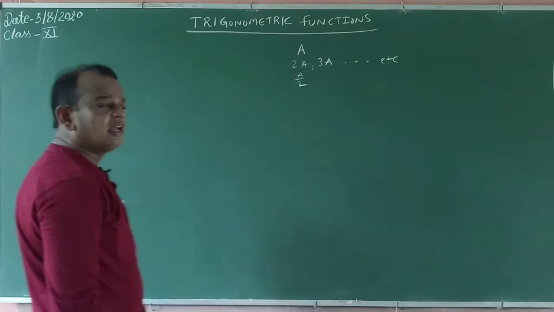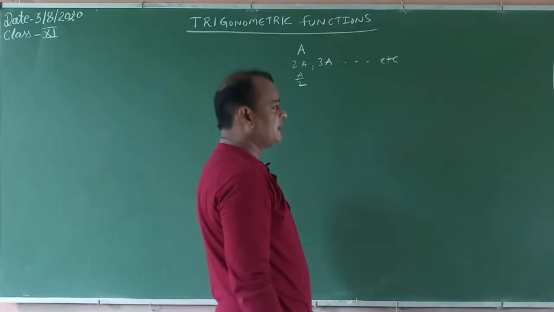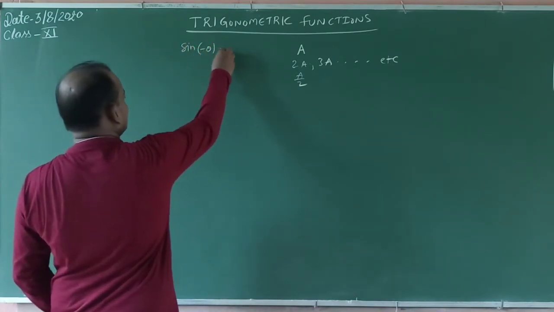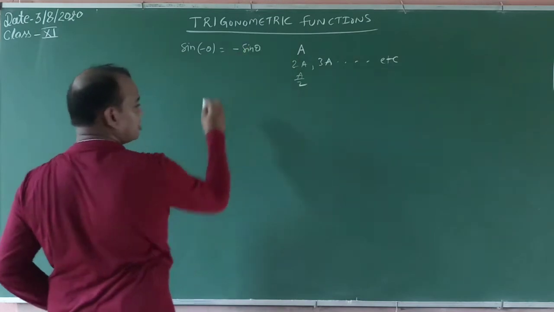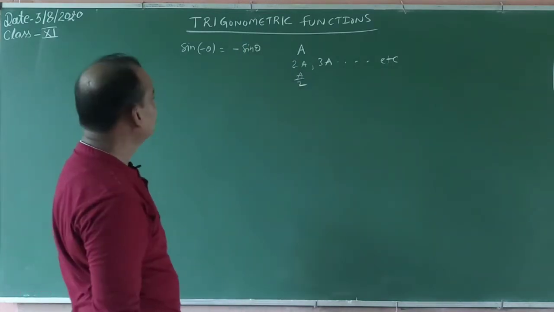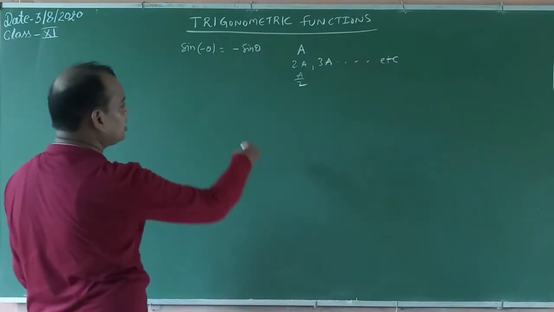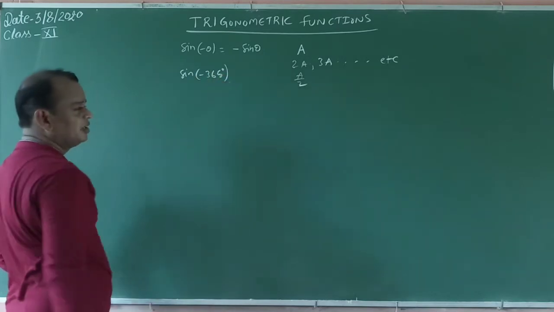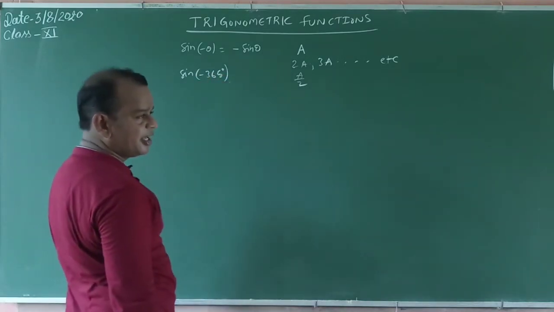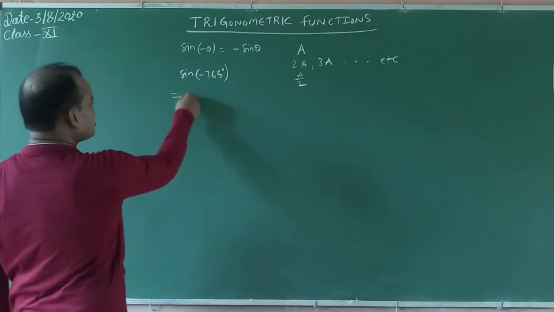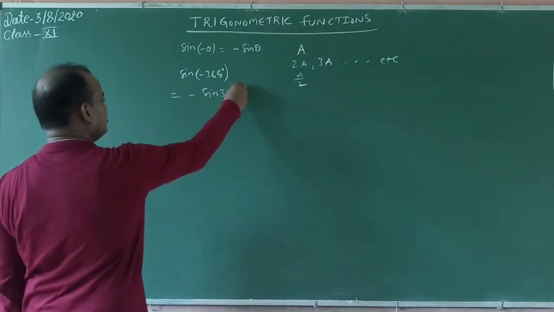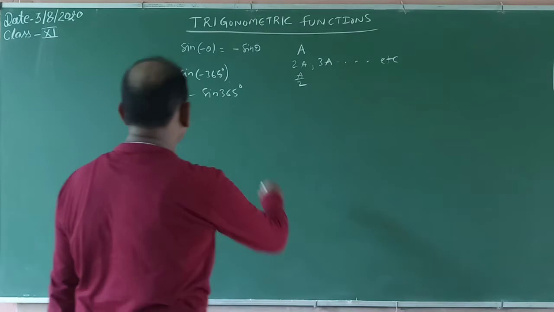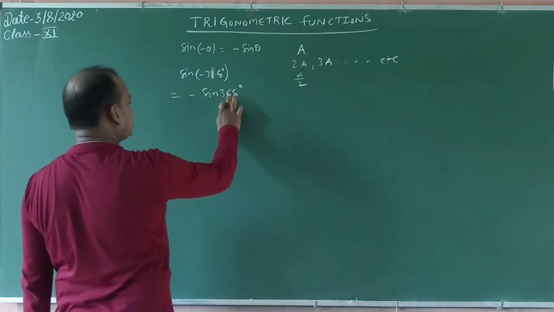Before that, in lecture 4 I made a mistake in the formula: sin of minus theta is equal to minus sin theta. I am correcting that. The question was sin of minus 365 degrees, find the value. Here sin of minus theta: first remove the sign, negative of the sine angle, equals minus sin 365. Actually it is 315, not 365, 315 degrees.